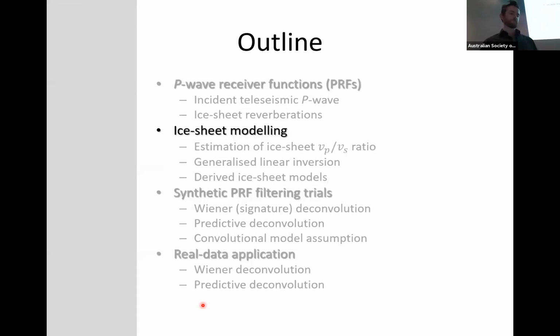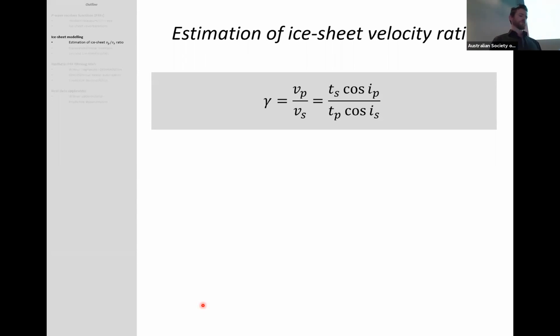To begin ice modeling, a useful physical parameter to estimate would be the velocity ratio in the ice sheet at a given station. We thought to use the gamma equation since we were able to estimate 3 out of the 4 unknowns. The unknowns being TP and TS, the layer travel times for the P and S waves, and their respective angles of incidence, IP and IS.